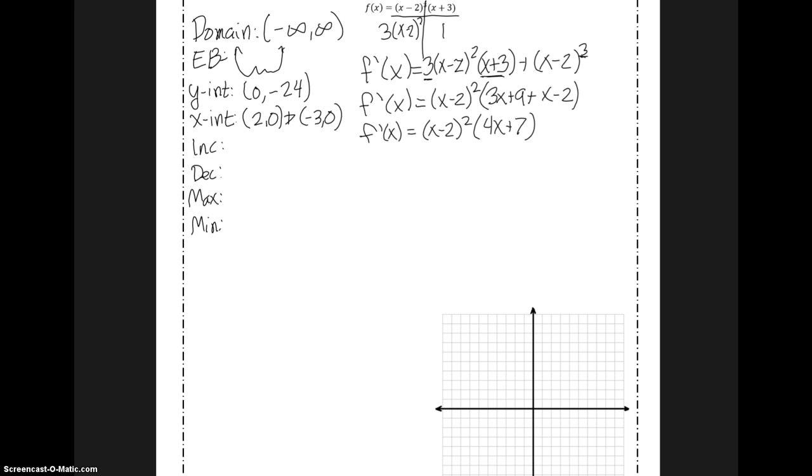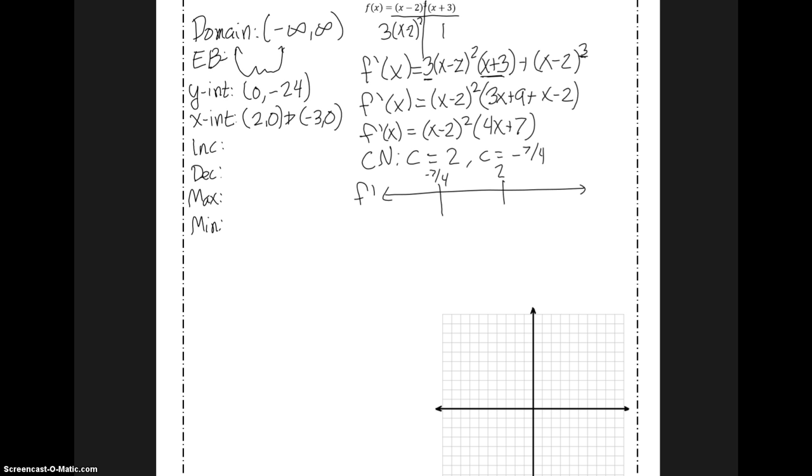Okay, now I need to find my critical numbers. And how do I find critical numbers? Well, this derivative is defined everywhere, so I don't get any critical numbers from that. But I get 2 critical numbers when I find out where my derivative is 0. One at positive 2, one at negative 7/4. So my fence posts, I will have 2. One will be at negative 7/4. The other will be at positive 2.